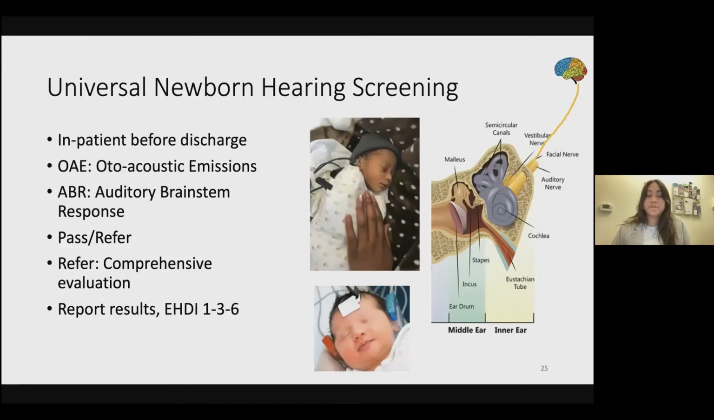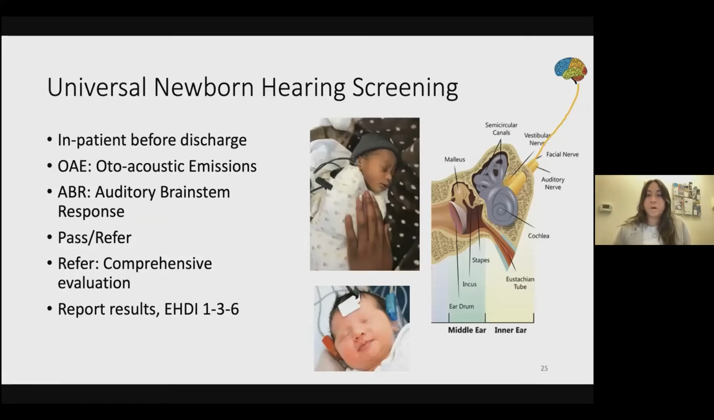There are 2 different measures that are used for newborn hearing screening. The first is called otoacoustic emissions, or OAE, and the other is auditory brainstem response, ABR. Both of these methods are valid, and each hospital on its own decides which method they will use, and some hospitals choose to use both.